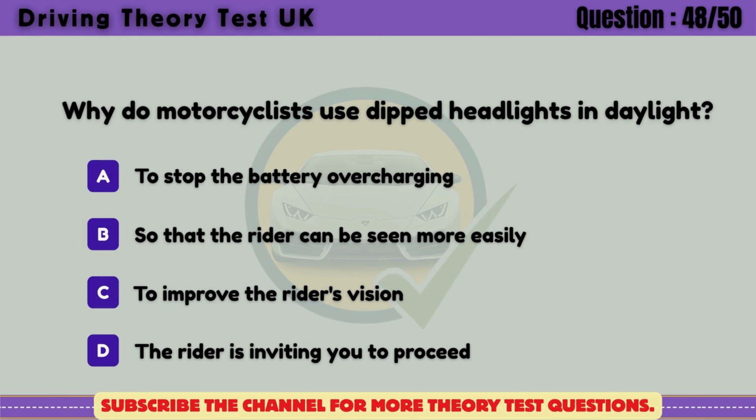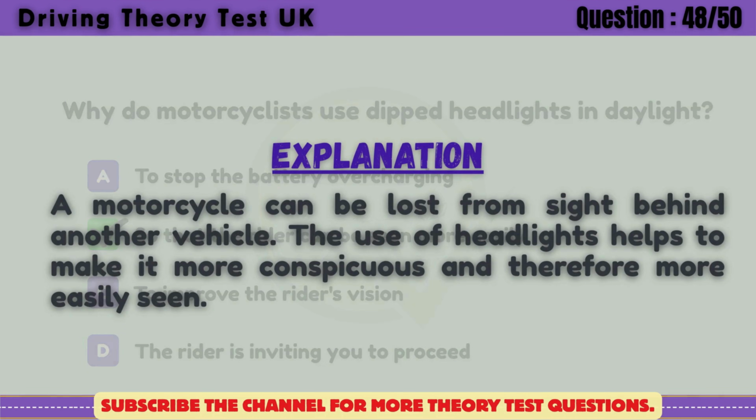Question 48. Why do motorcyclists use dipped headlights in daylight? Option A. To stop the battery overcharging. B. So that the rider can be seen more easily. C. To improve the rider's vision. D. The rider is inviting you to proceed. Answer is B. So that the rider can be seen more easily. A motorcycle can be lost from sight behind another vehicle. The use of headlights helps to make it more conspicuous and therefore more easily seen.